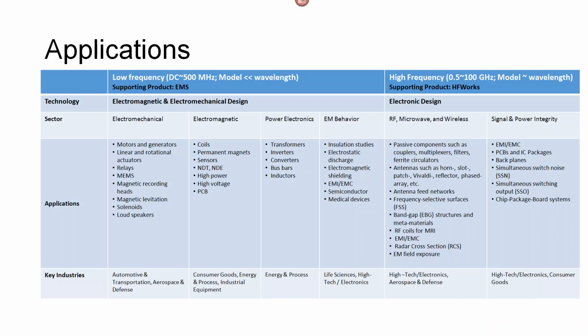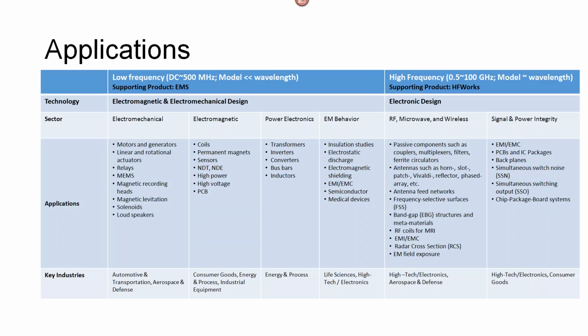Now let us look at some of the application areas that EMS covers. EMS covers low frequency, right from DC voltage all the way to a few hundred megahertz. That covers a wide plethora of application areas, from automotive, transportation, aerospace, energy, life sciences, process equipment, etc. EMS can deal with linear actuators, motors, solenoids, magnetic levitation, and loudspeakers, which is more on the electromechanical side of the application. More on the electromagnetics side, which is what we will be looking at today, are coils, inductors, permanent magnets, etc.